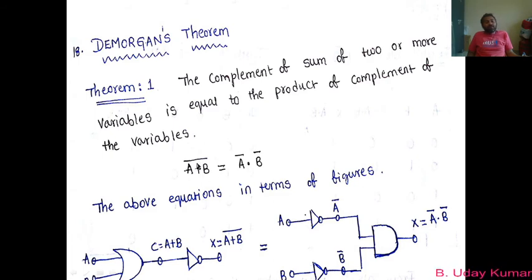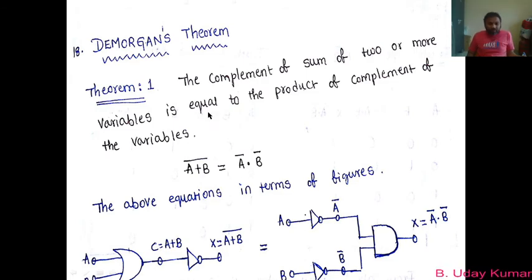Like in our previous topics, in the sense in case of OR and NOT gates, the input terminals are taken by A and B, right? So those A and B are called variables here, that's all. So the complement of sum of two or more variables is equal to the product of complement of those variables. This is the statement of De Morgan's first theorem, and this statement mathematically can be written as A plus B bar is equal to A bar dot B bar.